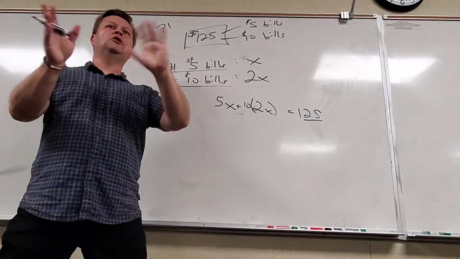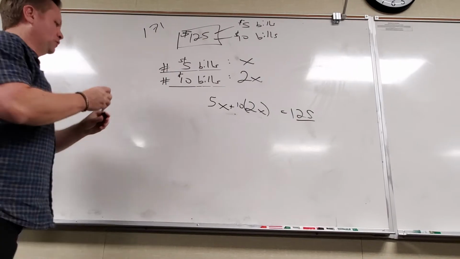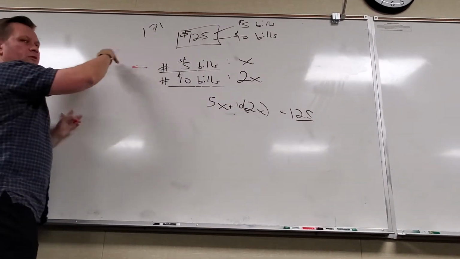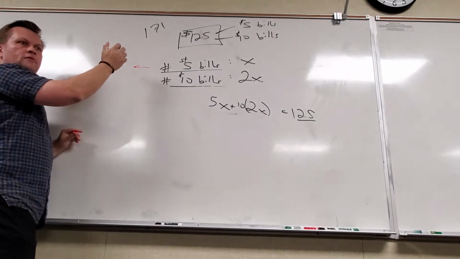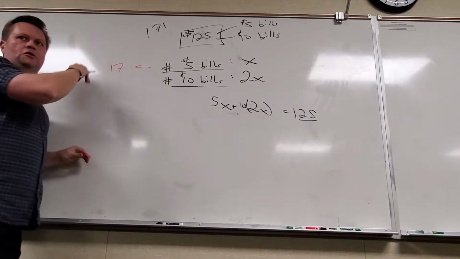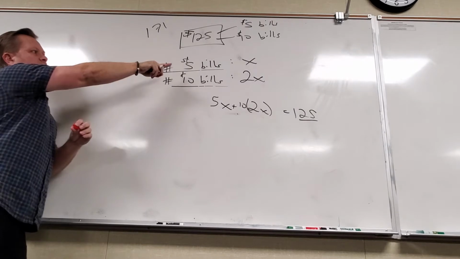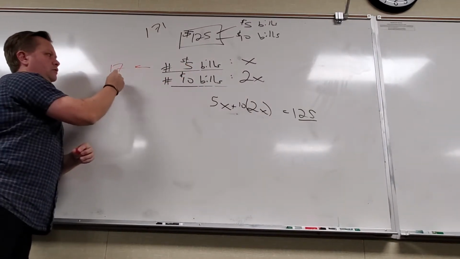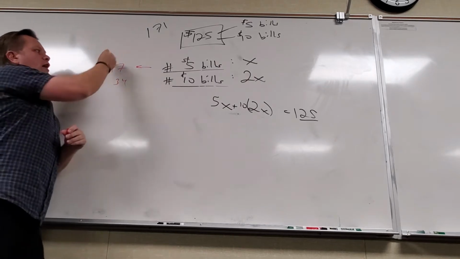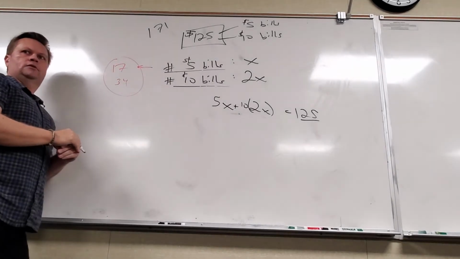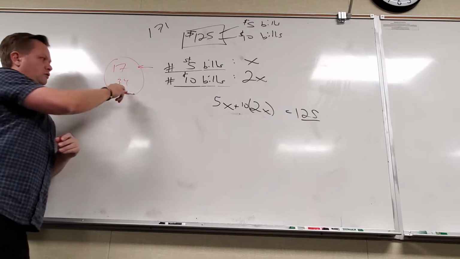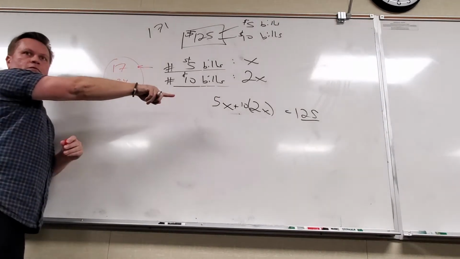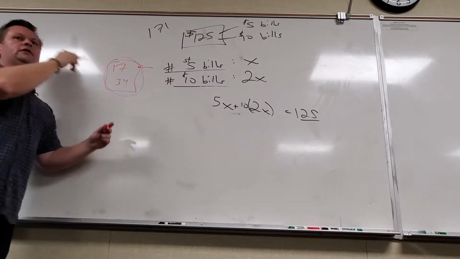So if you had no idea how to do this, what you can do for yourself is, give me a number of $5 bills. Just give me some number. 17. 17, sure. Let's go crazy. If I had 17 $5 bills, how many $10 bills would I have then for this problem? 34. How would you figure out how much money this is? 34 times 10 plus 17 times 5. Now look what I just did.